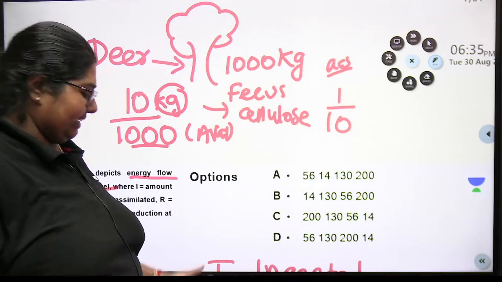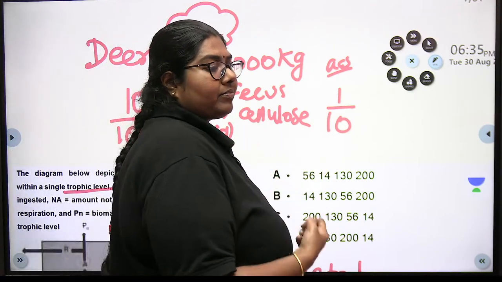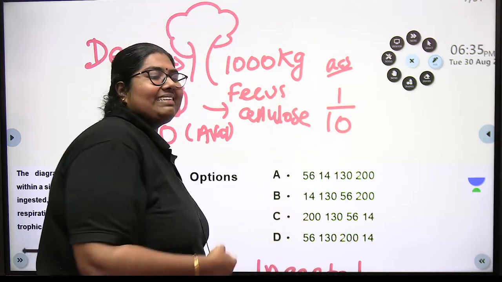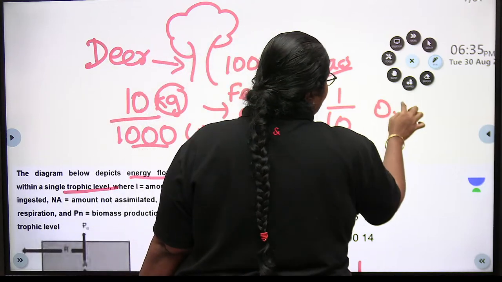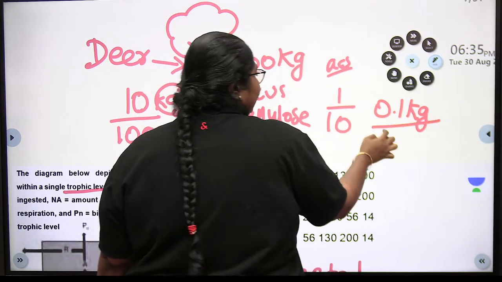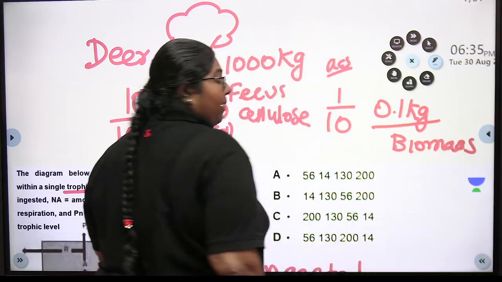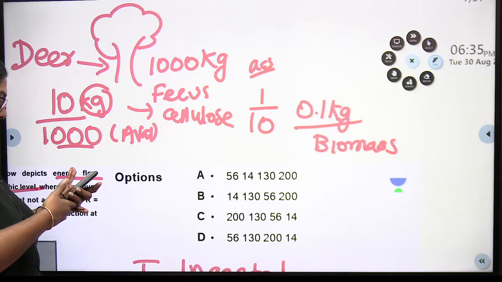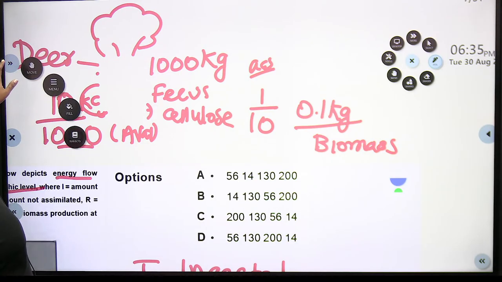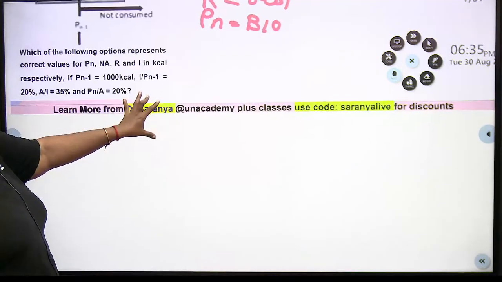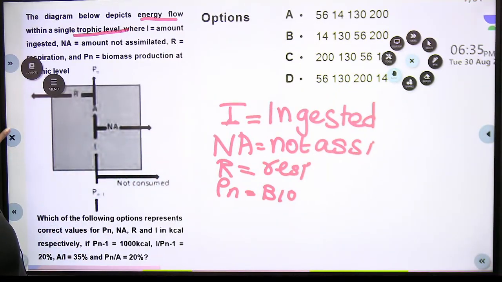So, in this 1 kg, do you think that the total 1 kg will be absorbed into your biomass? No, maybe 0.1 kg is only going into the biomass. Got it? So, this is the background information that you have to remember before you do this question. Understood, everybody? With this background, if you read this question, you will get the hint of what this question is all about.